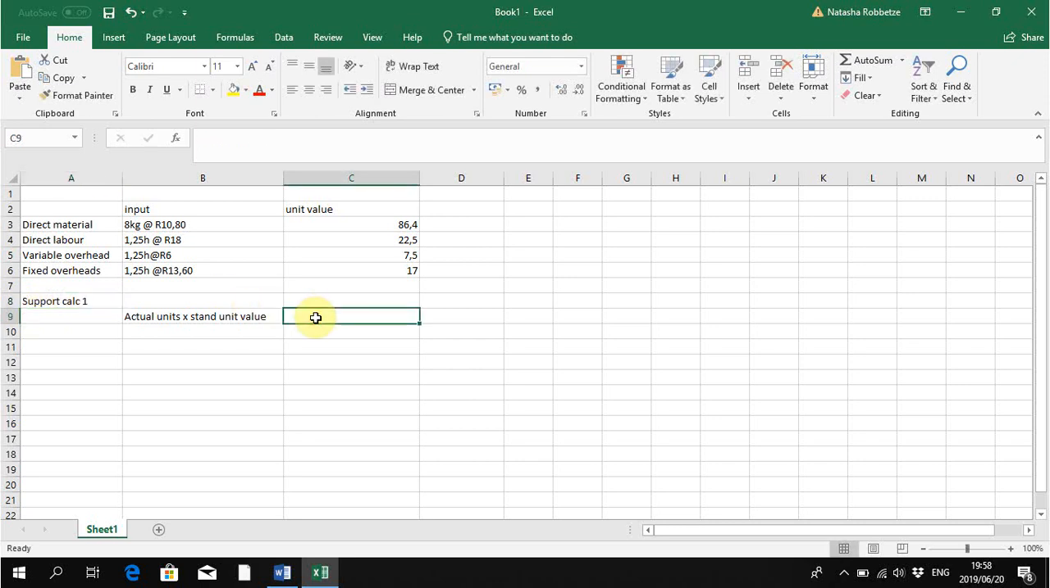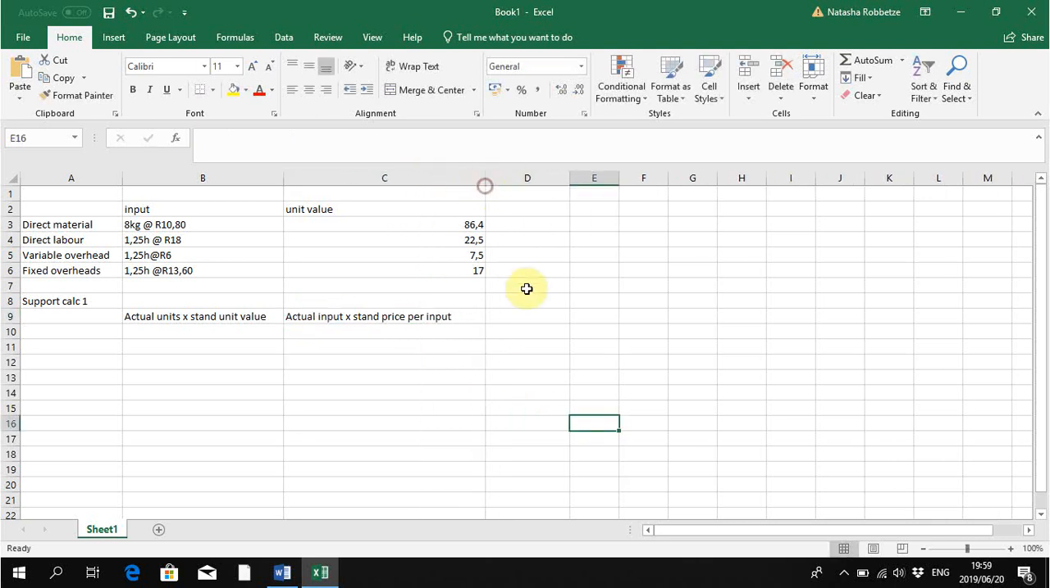In the second column, I'm going to take the actual input times the standard price per input. And then in the third column, I'm going to have my actual results. The actual results are basically what really happened in the business by year end. Those are typically the amounts that you will find in financial accounting. So if we account for transactions historically, those are the actual results that you find in your income statement, for example. Right, so my first type that I can calculate in support calc 1 is my direct material.